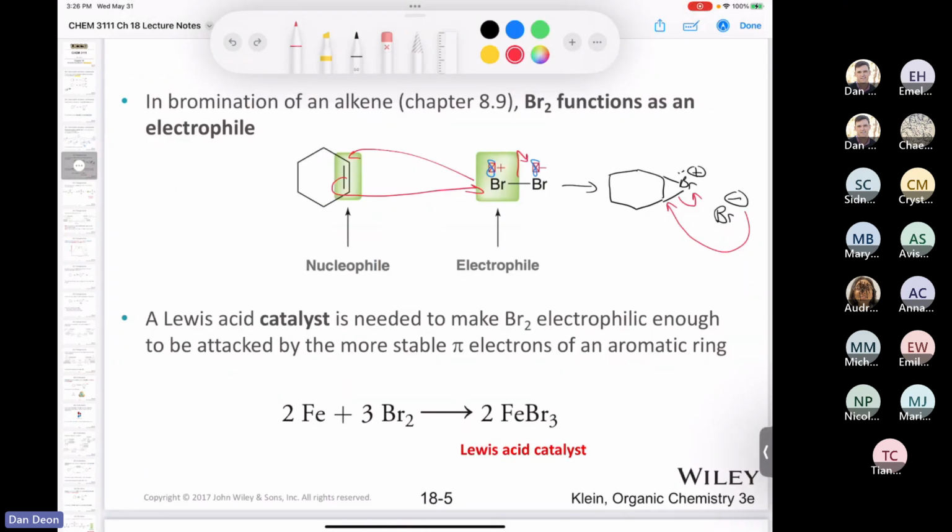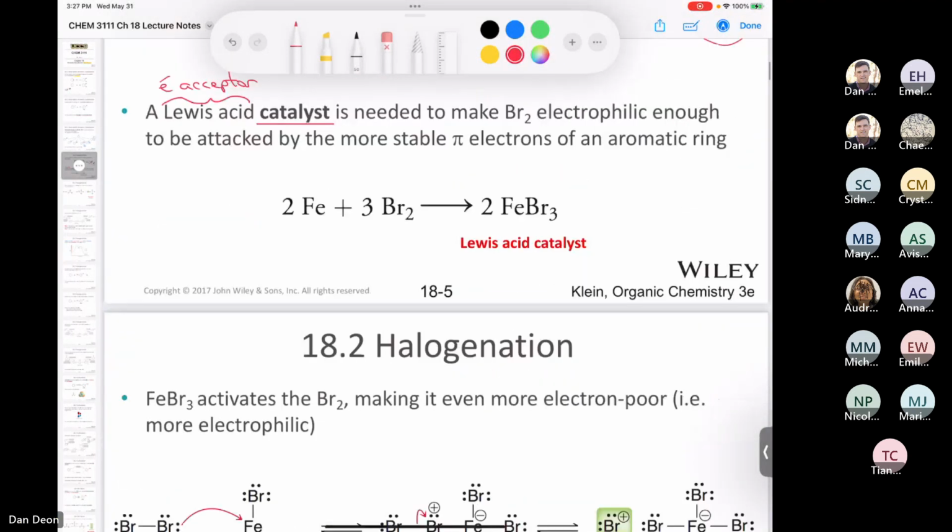What happens is when we combine our iron into the reaction, the iron acts as a Lewis acid catalyst. And you might remember that a Lewis acid is an electron acceptor, so it accepts electrons to make the bromine more electrophilic, and it makes the bromine electrophilic enough to be attacked by the pi electrons in the aromatic ring. So again, the whole idea here is to put the aromatic ring in the presence of a very, very powerful electrophile.